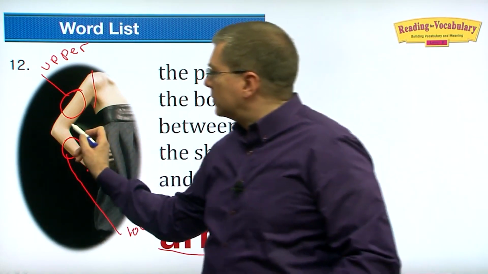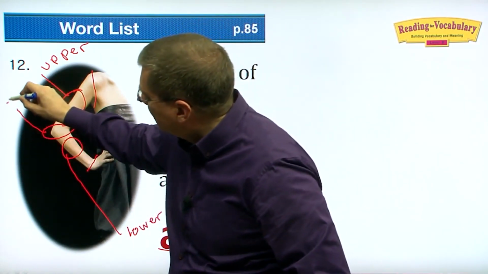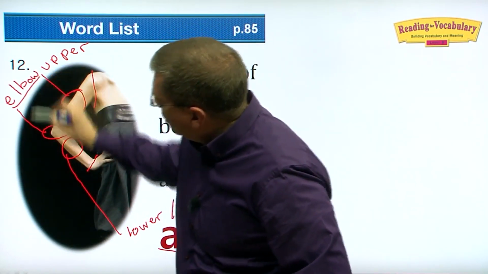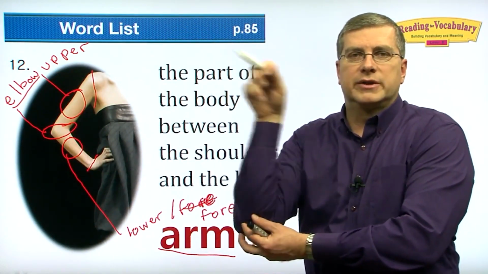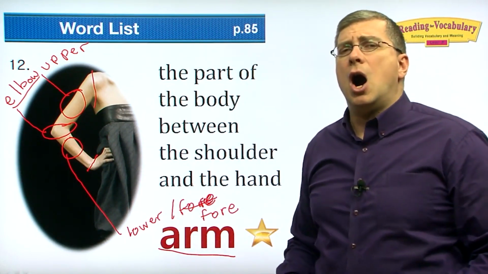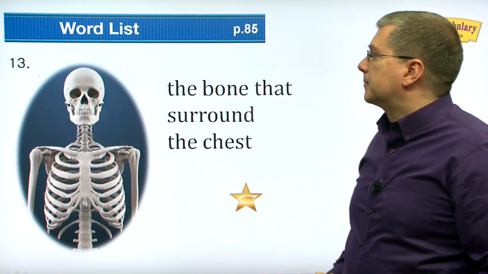And of course, those two parts are separated by what's this? It's called the elbow. Elbow. The elbow is right here, and that separates the two parts of your arm. Arm. Is arm hard to pronounce? Arm. Arm. Pretty easy. Okay, next one.